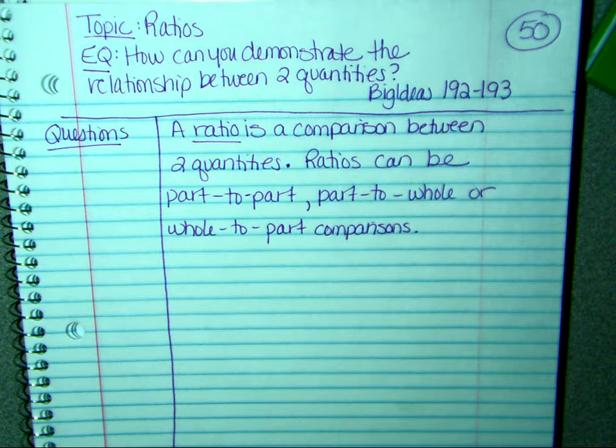Hello, today we are going to be studying ratios again. Ratios are comparisons between two quantities. Our essential question is, how can you demonstrate the relationship between two quantities? And this is from Big Ideas Math, pages 192 to 193 is where you can find the lesson.